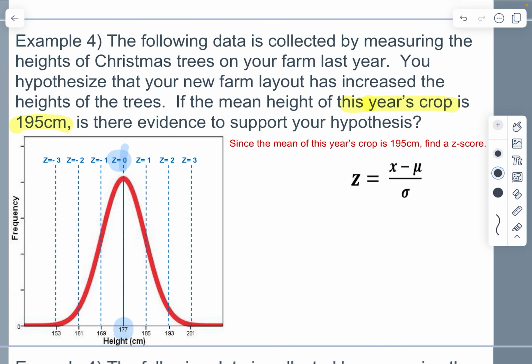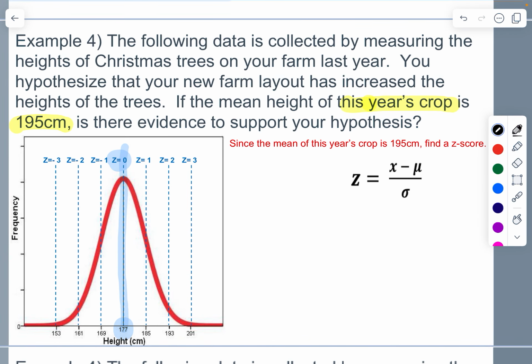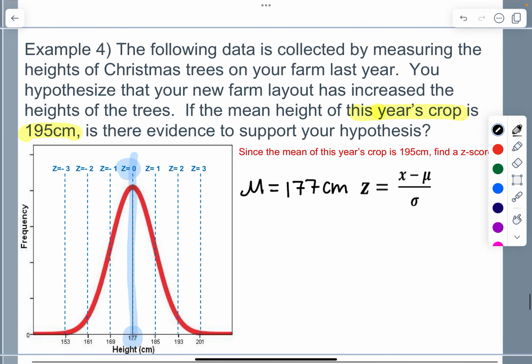Right? The mean is always in the middle right here. And so we know straight away from this that our mean from last year in general was 177 centimeters, right? Because the mean is in the middle. And we can see that as the standard deviations go, to the right 1, to the right 2, to the right 3, to the left 1, to the left 2, to the left 3. Remember, there's always 3 standard deviations away from the mean under our normal curve.